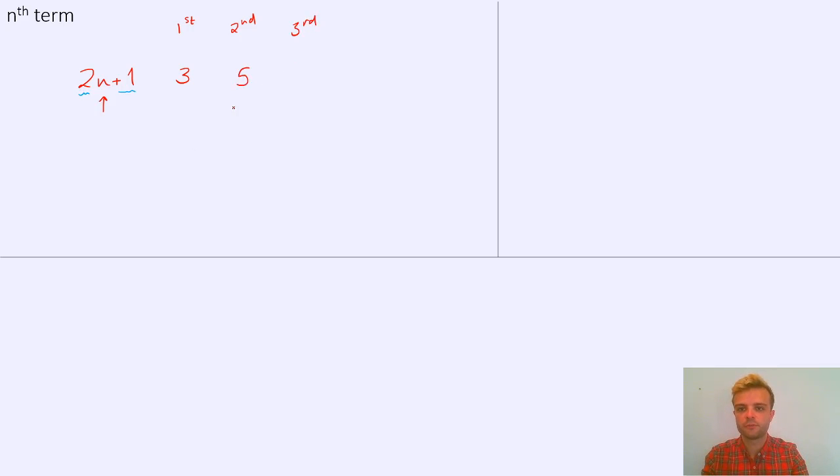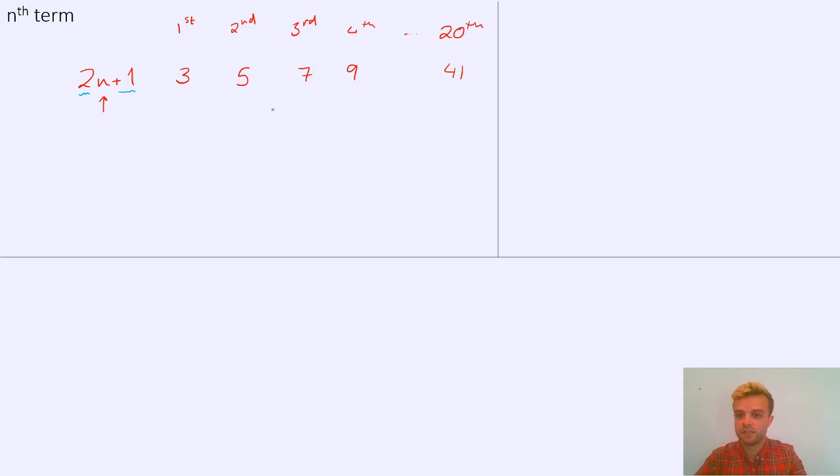Third term in the sequence, we'll replace the n with a 3. 2 times 3 is 6, plus 1 is 7, and then we can start seeing the pattern. They're going up by 2 every time. So the fourth term, I think it should be 9 because we're adding on 2 every time, but let's check. We replace the n with a 4, 2 times 4 is 8, plus 1 is 9. And you can see now that I could work out the 20th term by just doing 2 times 20, which is 40, plus 1. The 20th term would be 41.